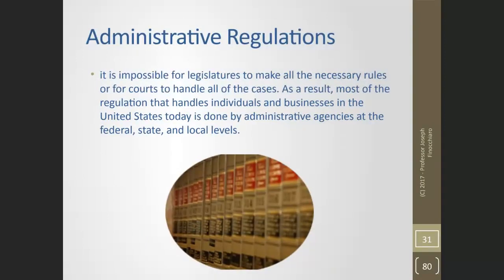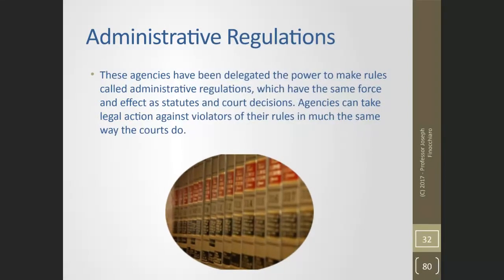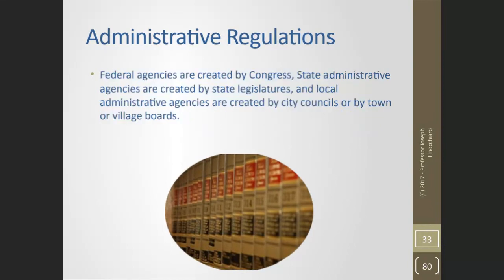It is impossible for legislatures to make all the necessary rules or for courts to handle all of the cases. As a result, most of the regulation that handles individuals and businesses in the United States today is done by administrative agencies at the federal, state, and local levels. These agencies have been delegated the power to make rules called administrative regulations, which have the same force and effect as statutes or court decisions. Agencies can take legal action against violators of their rules in much the same way the courts do.